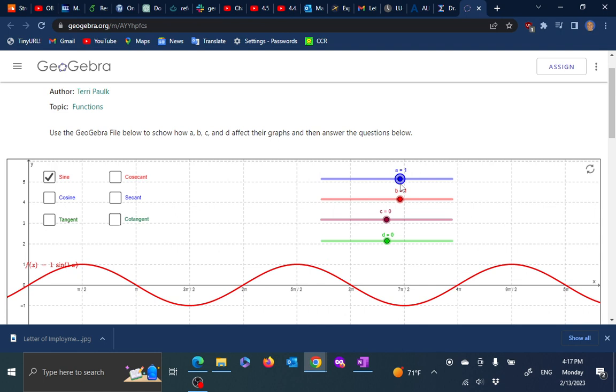So we are starting with 1 sine of x. The number in front of sine, we are just keeping it as 1, not playing with it right now. Later on, we'll come back to that. The next number is the number we are focusing on in this lecture. Instead of 1, what if I had 2? What do you think is going to happen?